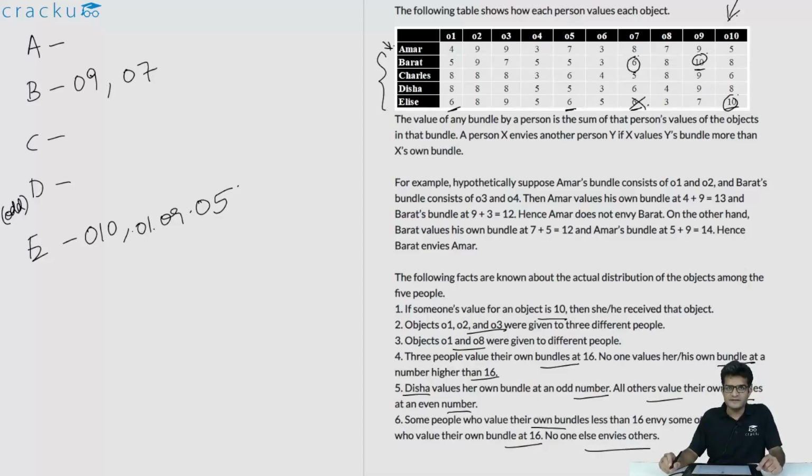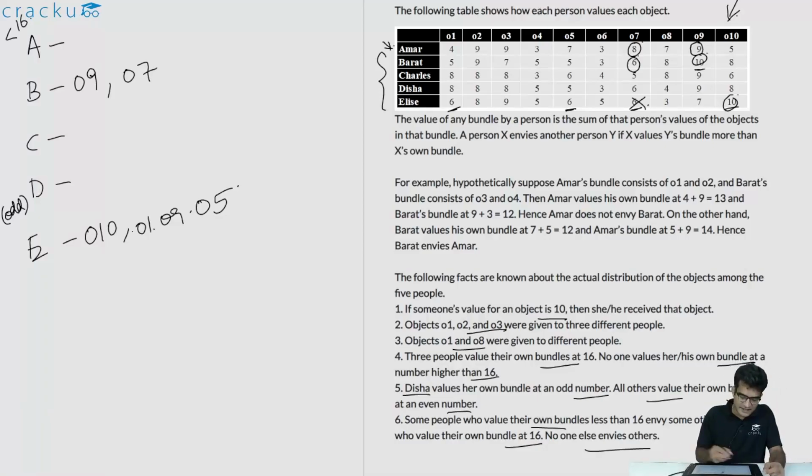Bharat got O9 and O7, and if Amar also got the sum to be equal to 16, Amar values O7 as 8 and O9 as 9. That sum of 8 plus 9 would be 17. So Amar would be envying Bharat, so there is no way Amar would be getting his sum to be equal to 16. So this should be an even number less than 16.